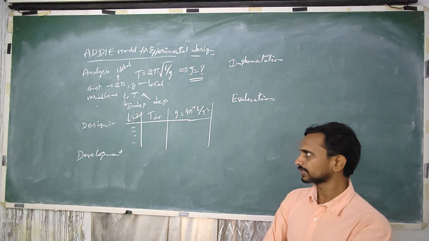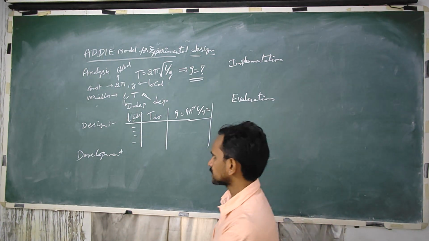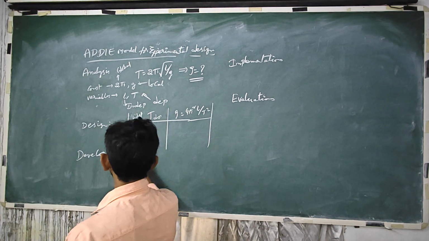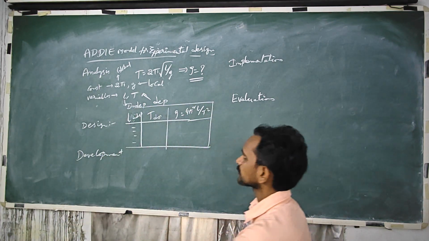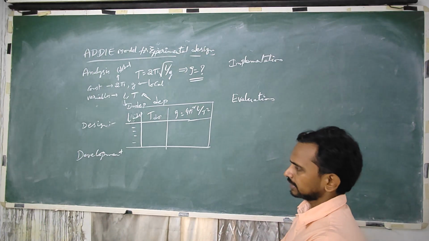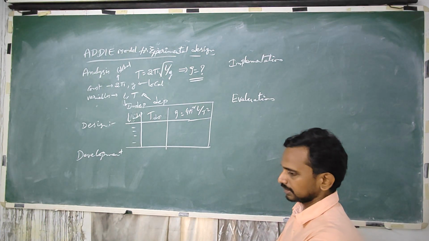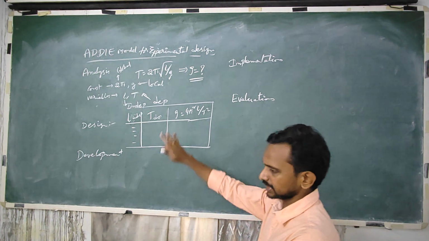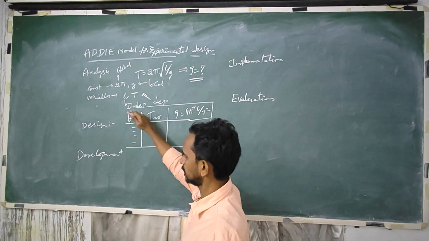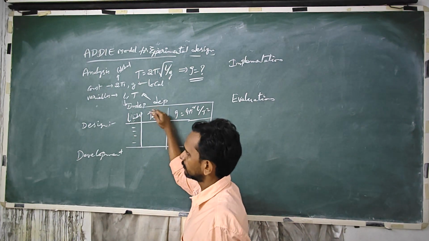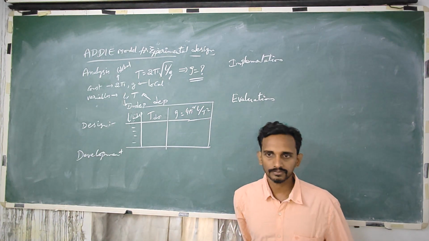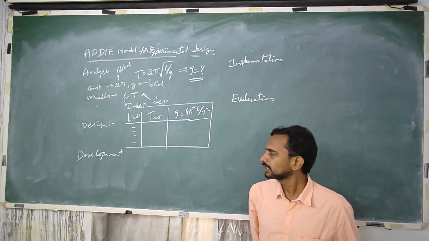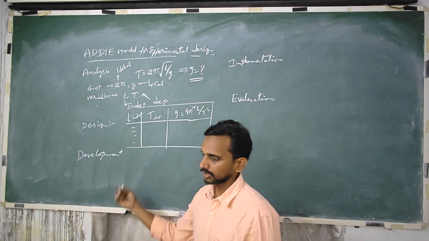So this is how we consider or design this experiment. And so this is the basic idea. We have to vary the length, measure the time period and calculate the value of G. So that's all right. So now development.